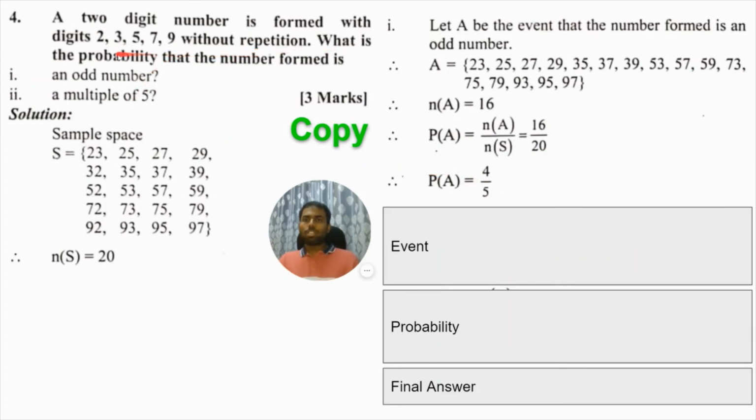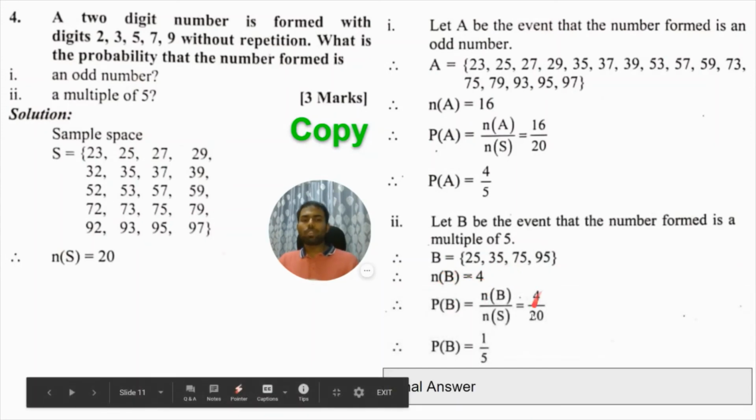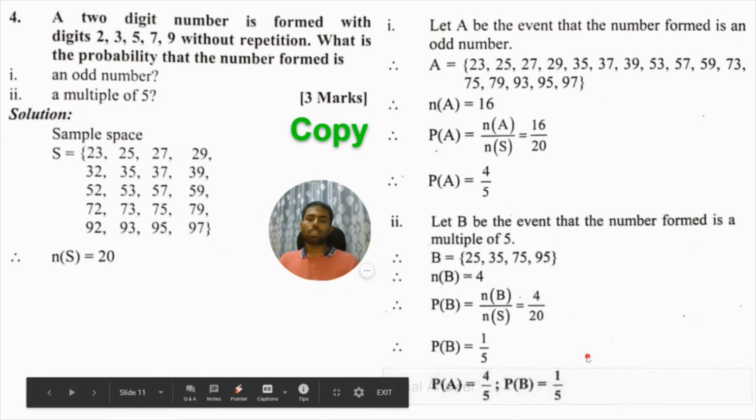Second, what is the probability that the number formed is a multiple of 5? Multiple of 5 means numbers that are in the table of 5. So give one name to that event. Let B be the event that the number formed is a multiple of 5. So which numbers are there? 25, next 35, next 75, and the last one I think is 95. So 25, 35, 75, 95. There are 4 numbers, so the number of sample points in B is 4. Use the formula, you get 4 upon 20, which is 1 upon 5. 4 ones are 4, 4 5s are 20, and then just write the final answer. Probability of A is equal to 4 upon 5, probability of B is equal to 1 upon 5. So that's your question number 4.